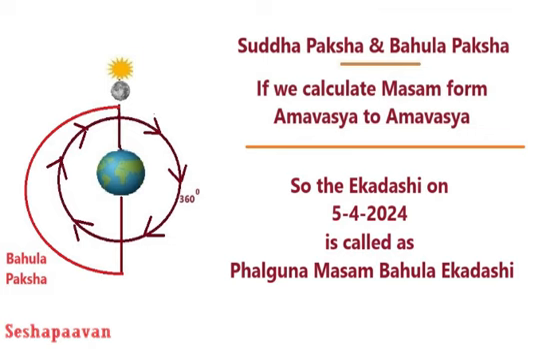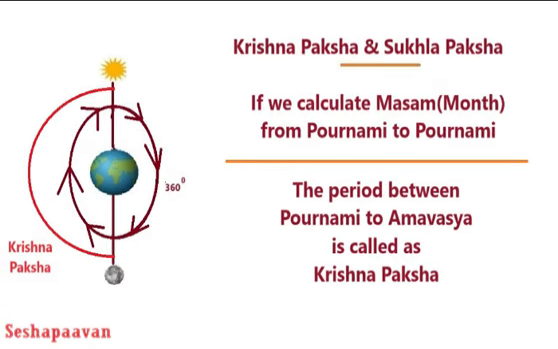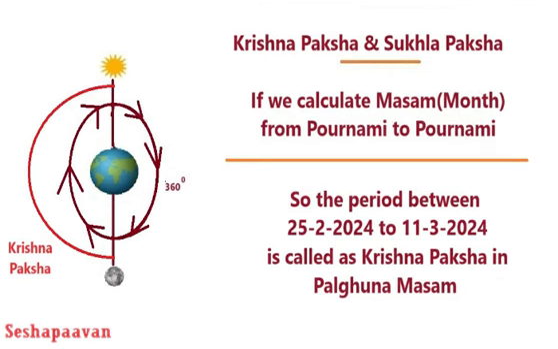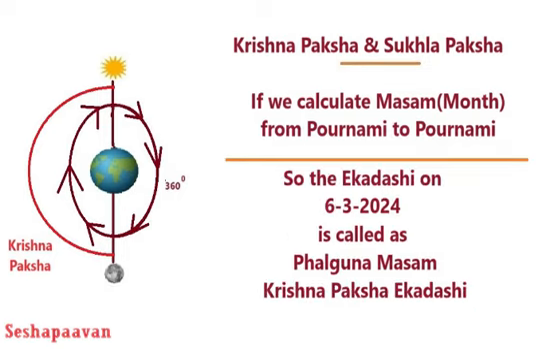Now I will explain about Krishna Paksha and Sukhla Paksha. If you calculate Masam from Purnima to Purnima, the period between Purnima to Amavasya is called as Krishna Paksha. So the period between 25th February 2024 to 11th March 2024 is called as Krishna Paksha in Palguna Masam. So the Ekadashi on 6/3/2024 is called as Palguna Masam Krishna Paksha Ekadashi.